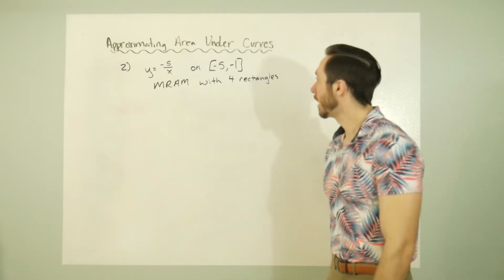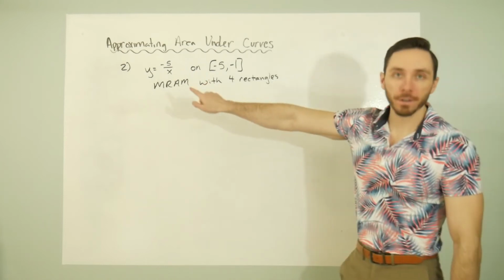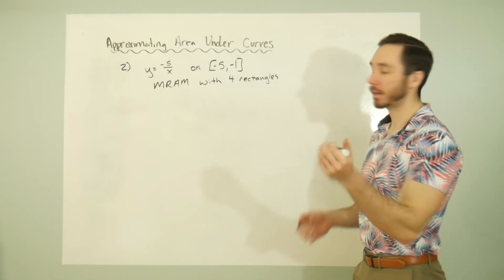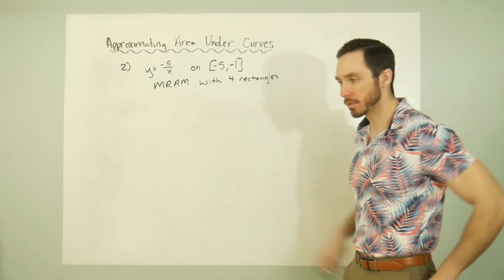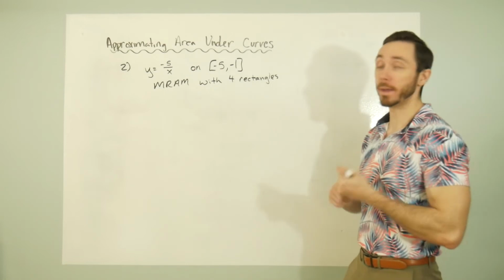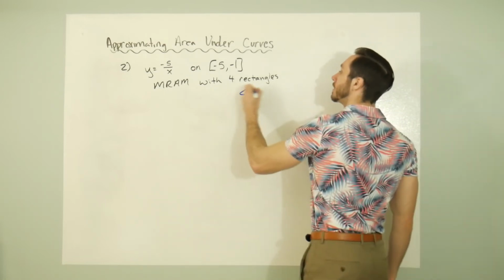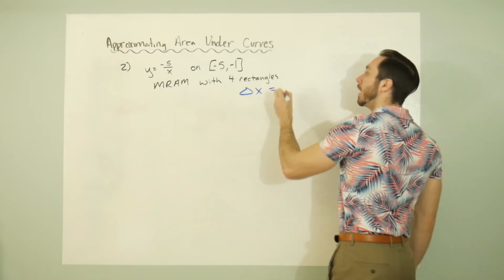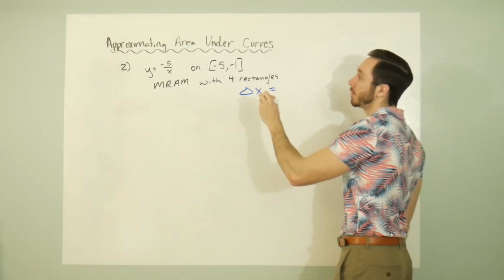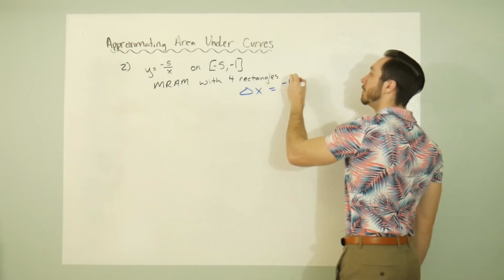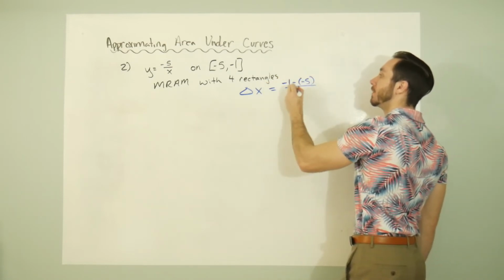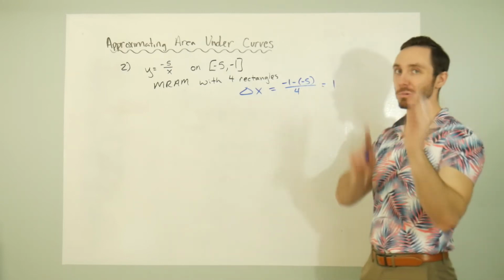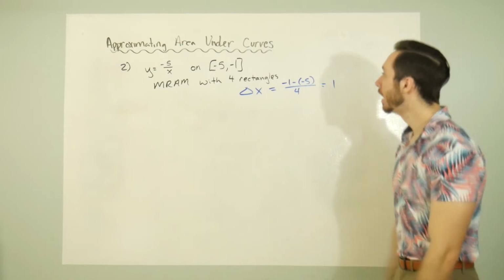Next on the agenda, we have some MRAM. We have a cooler looking curve, not a straight line. And we're going from -5 to -1 for rectangles. Let's do the same business with finding the width of each rectangle. So delta x, my change in the x values with 4 rectangles, should be a nice pretty number here. We have b minus a over n, so it'd be -1 minus -5 over 4, and hey, that's a nice pretty 1.